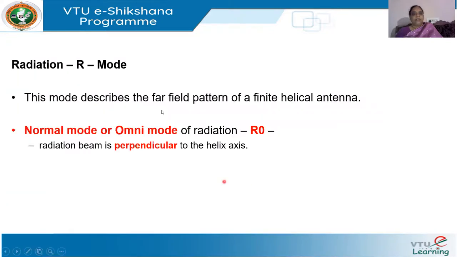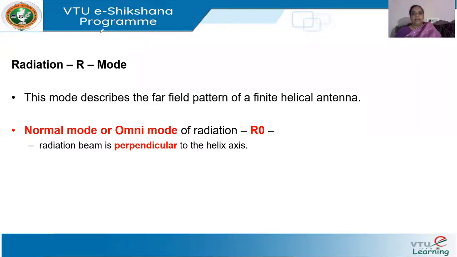Then you have the radiation mode. The radiation mode, or the normal mode or omni mode, of radiation. There are two modes in radiation mode. What does this radiation mode describe? It describes a far field pattern of a finite helical antenna. So what does this mean?